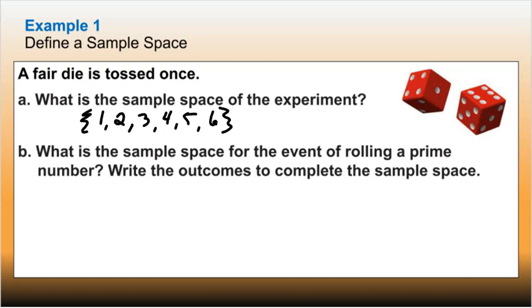Letter B, what is the sample space for the event of rolling a prime number? And then write those outcomes to complete the sample space. So I'm trying to find the sample space, but these are prime. And remember, prime numbers are all numbers whose factors are 1 and itself. So I only have 1, 2, 3, 4, 5, and 6. Out of those, the only numbers that are prime would be 2, 3, and 5.